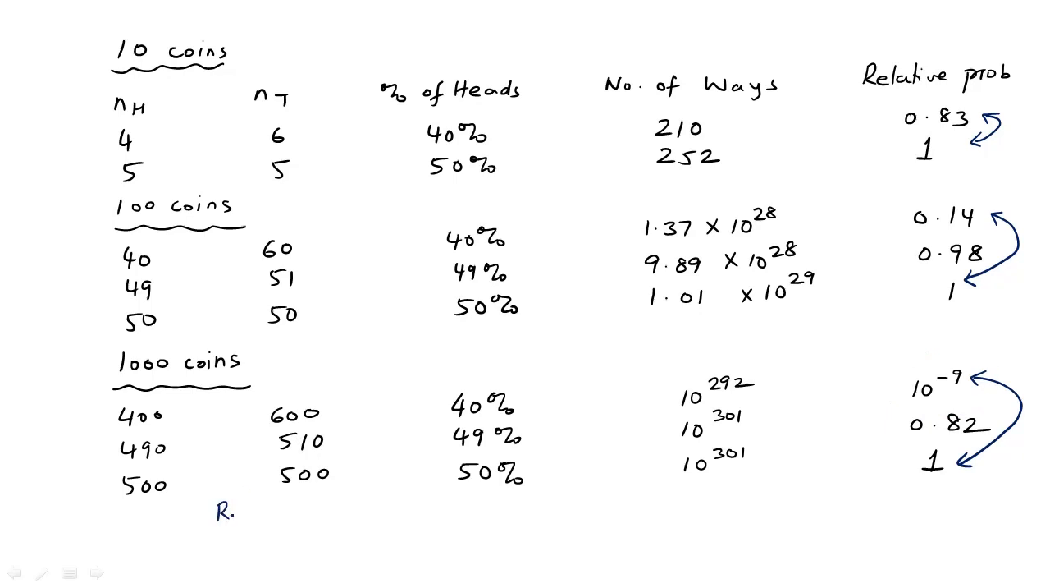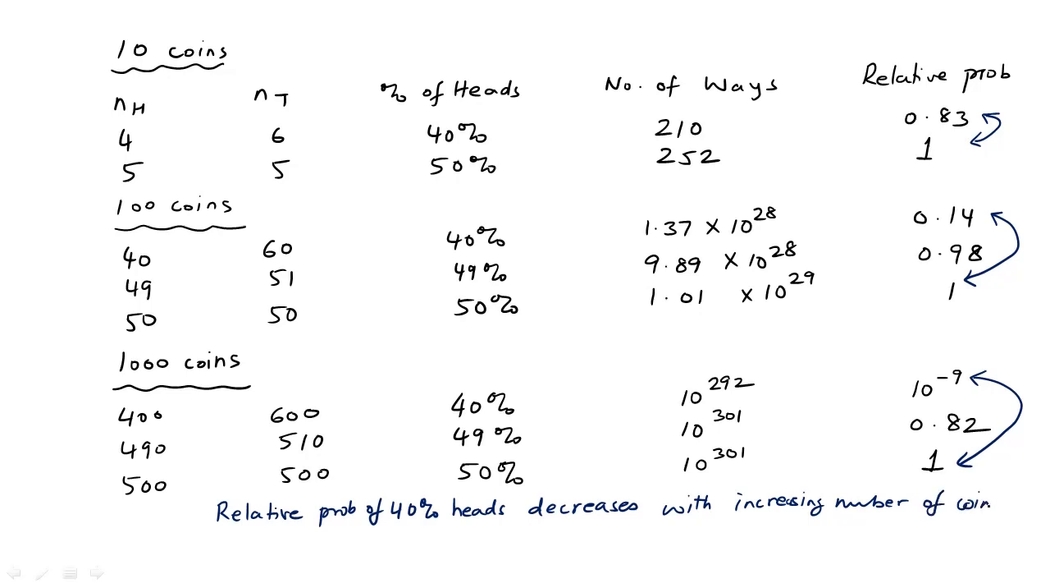In other words, the relative probability of 40% heads decreases with increasing number of coins. The second important thing to note is that the actual number of ways or outcomes on tossing keeps increasing exponentially as we increase the number of coins from 10 to 100 to 1000.